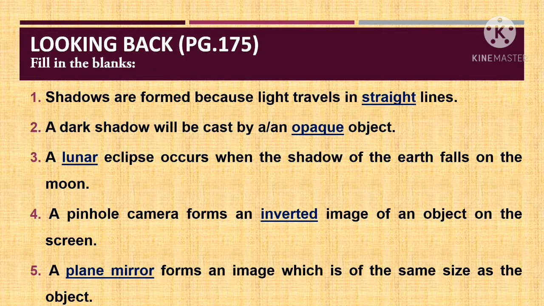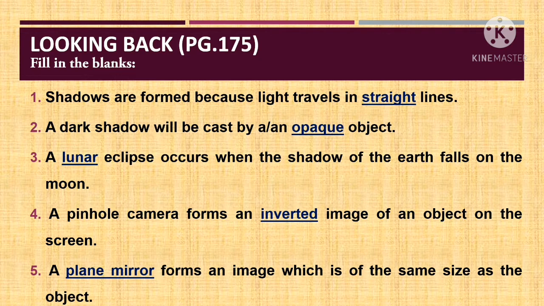Looking at page number 175. Fill in the blanks. Question 1. Shadows are formed because light travels in dash lines. Answer: straight. Question 2. A dark shadow will be cast by an dash object. Answer: opaque. Light casts dark shadows of opaque objects.